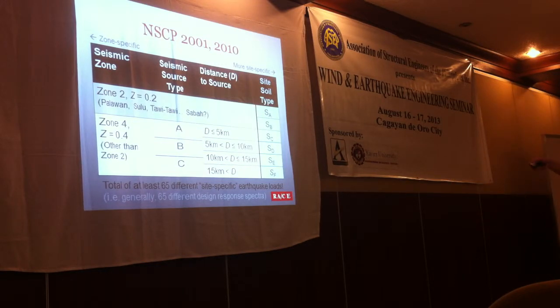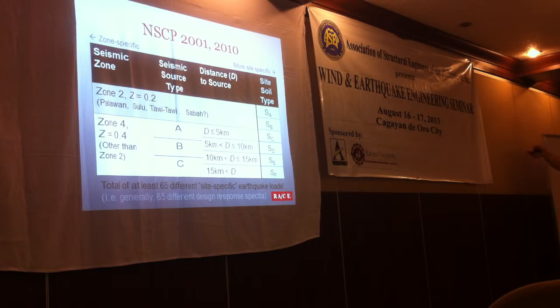After you identify that, you have to identify how far your building or site is from that seismic source: less than 5 kilometers, between 5 to 10, between 10 to 15, or more than 15 kilometers. One example: in Metro Manila itself, there is a fault, the Valley Fault System. You can imagine many buildings are less than 5 kilometers from that fault line. That is seismic source type A, zone 4. After identifying the proper parameters, seismic zone, source type, and distance to source, if you know the site soil type, the seismic load you calculate is already fairly specific to the site.